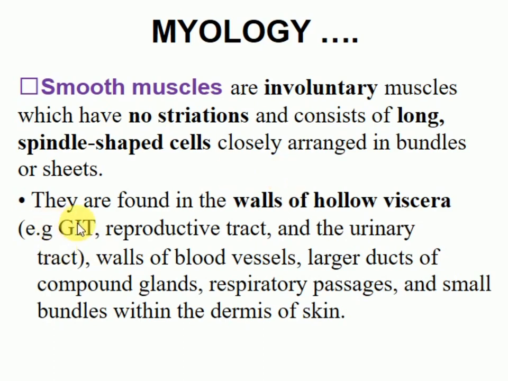So we have, for example, the GIT, gastrointestinal tract. GIT means gut. Sometimes we call it gut. It means the whole digestive system. The wall of the digestive system is made up of smooth muscles. But also in the reproductive tract and urinary tract, all of the viscera have walls made up of smooth muscles. Also the walls of blood vessels, large ducts of compound glands, respiratory passages and small bundles within the dermis of skin are made up of smooth muscles.